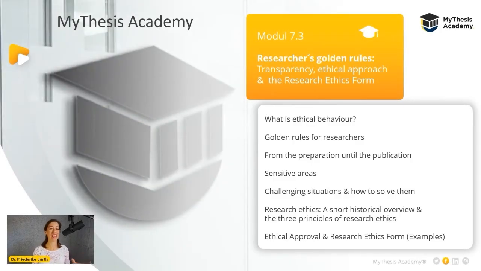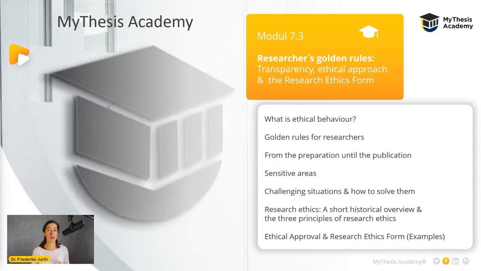Welcome back to the last part from the 7th module. In this part, we will focus on a very important issue, which is the ethics and moral behavior and also transparency during fieldwork. Not only during fieldwork, but also in the moment of the preparation of your fieldwork and also in the post-processing.